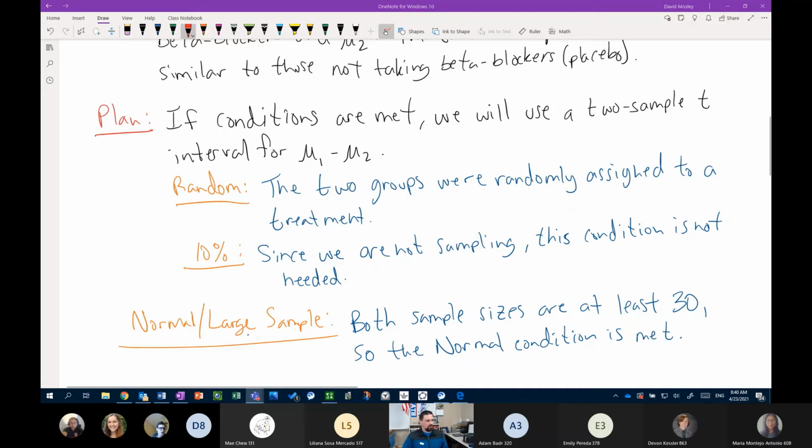Then we have a normal large sample. Both sample sizes are at least 30. They are 30, that is at least 30. So the normal condition is met. We are now free to use our t procedures. And that's a good thing. Is there anything I can clarify about the planning step?